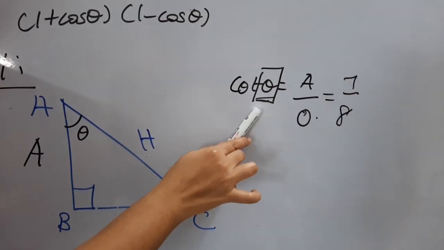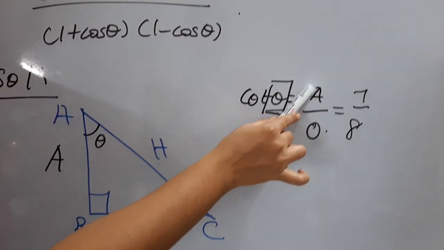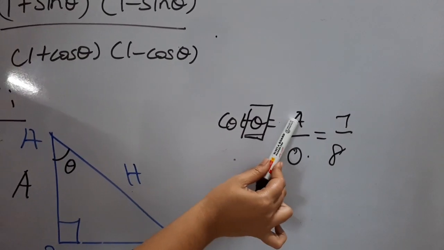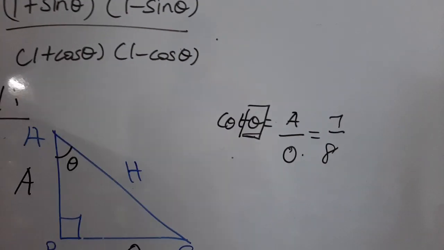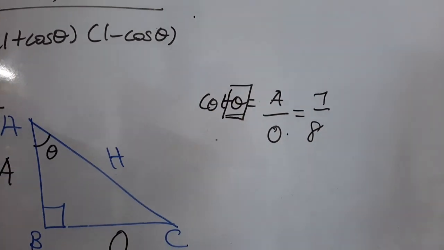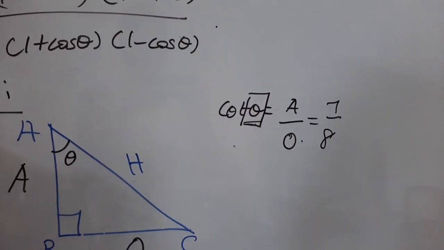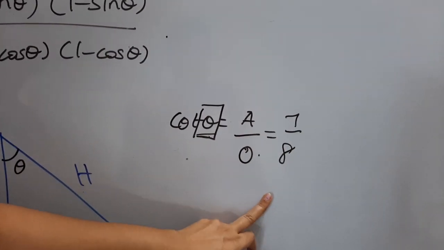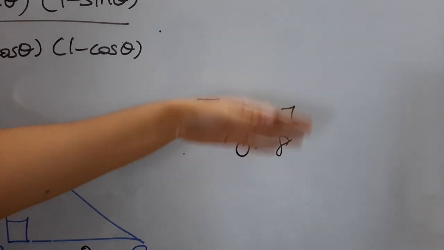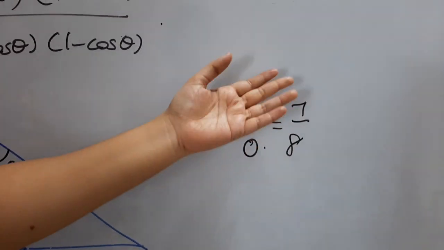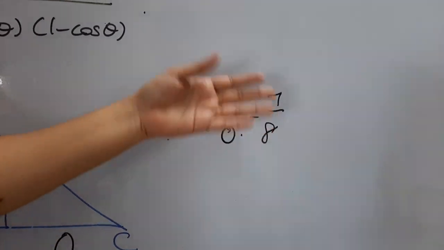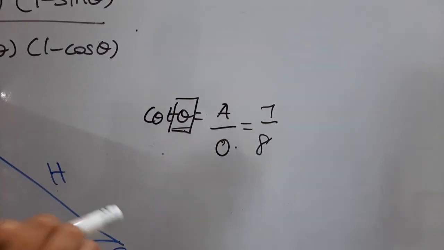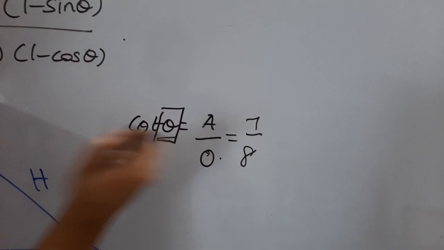Now what is given in the question? Cot theta, which is adjacent upon opposite, equals 7 upon 8. So the adjacent side ratio is 7 and the opposite side ratio is 8. Children, one more important point. Here only the ratio is given, that is 7 by 8. The actual value may be 14 by 16 or 21 by 24 or 28 by 32, whatever it may be. The simplest form of the ratio is given as 7 and 8.